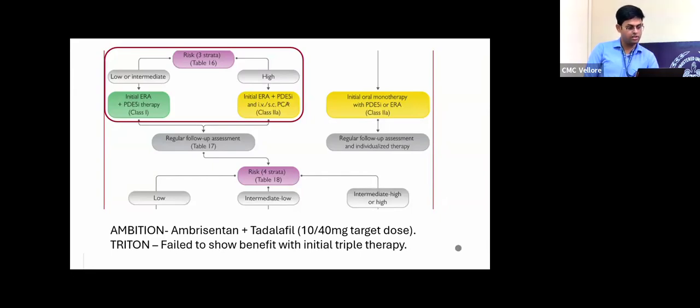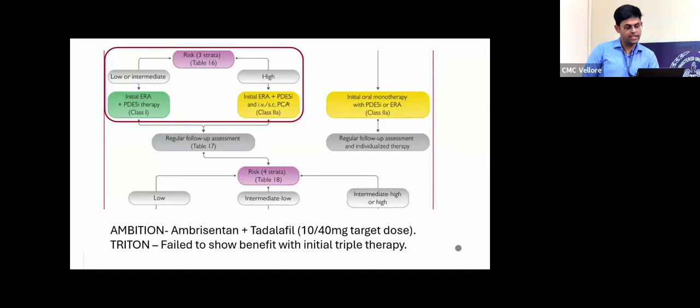So after stratification, the class 1 recommendation is to start dual therapy at the first step: an endothelin receptor antagonist with a phosphodiesterase inhibitor. The AMBITION trial studied ambrisentan with tadalafil, with target doses of 10 mg of ambrisentan and 40 mg of tadalafil. You can start with 5 and 20, and go up to 10 and 40 based on the response.